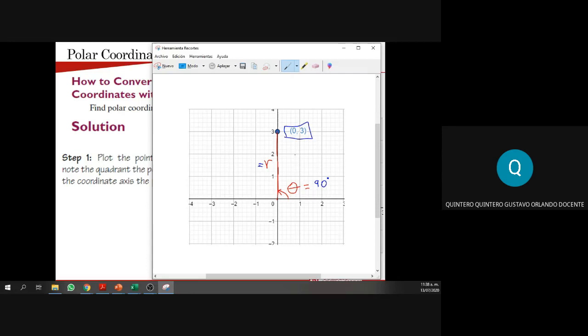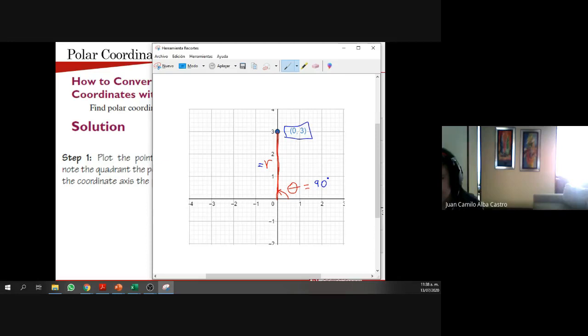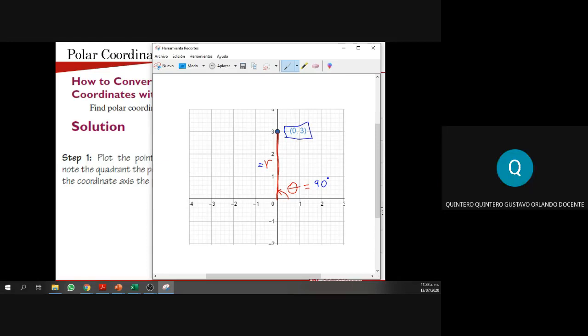In other words, the measure of that line. How much is that line? Anybody? Three. All right, cool. Who said that? Juan Camilo. All right, cool, Juanca. The line is three as well. Yes, the line is three.